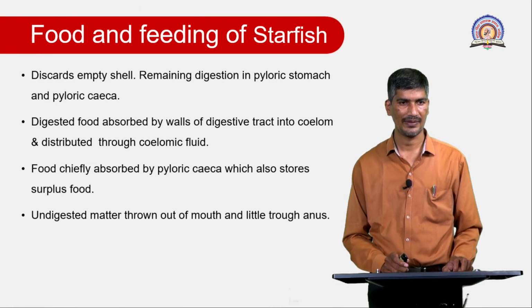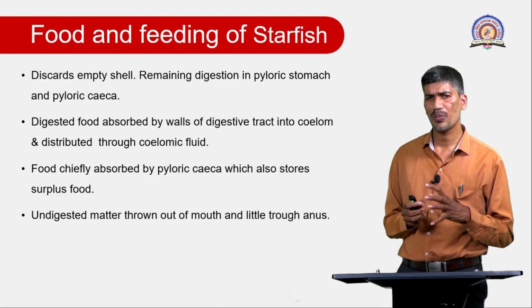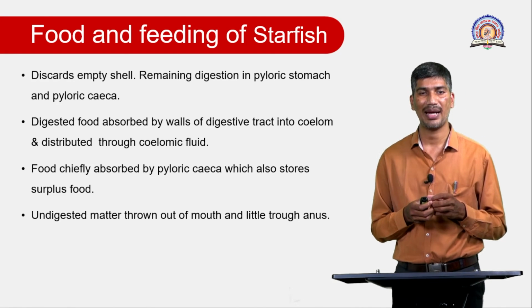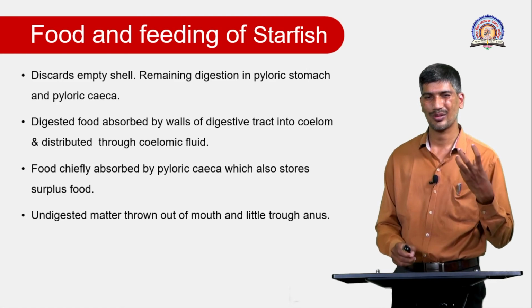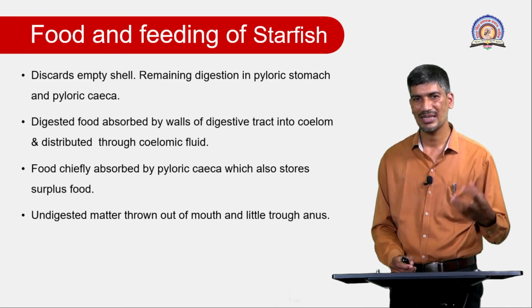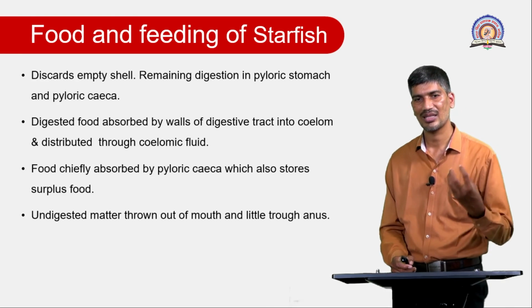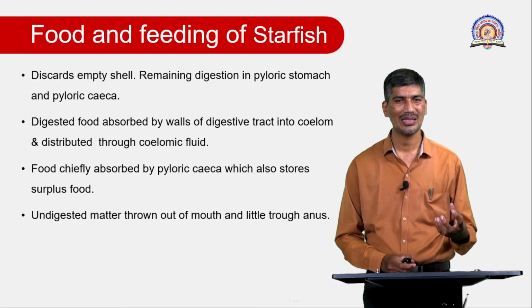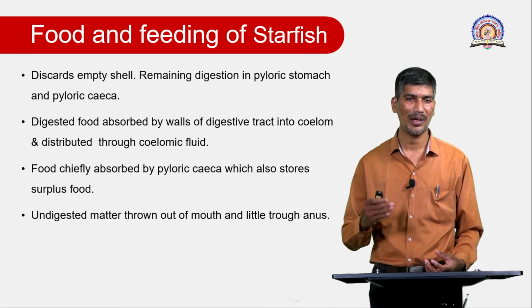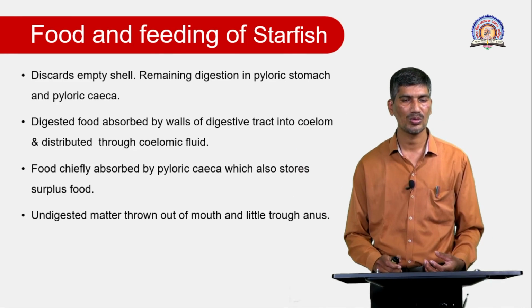cecum. As well as, in that whole process, the undigested matter is thrown out through the mouth in part, like the empty shell, which is thrown out from the cardiac stomach, as well as the minor little undigested food material found in the pyloric stomach. They eject it to the intestine and then throw it out through the anus.